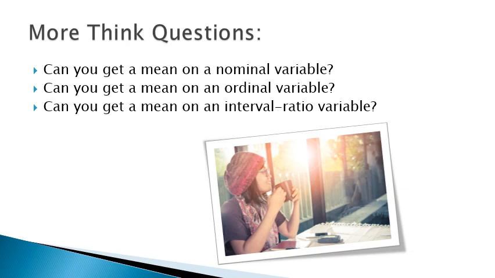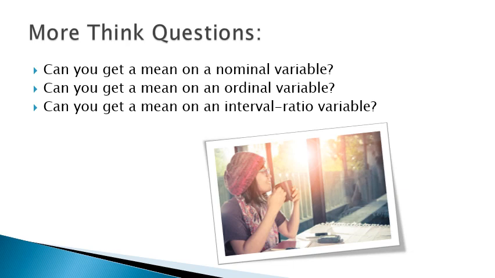The answer is you cannot get a mean on a nominal variable, because the way you get a mean is you add up the numbers and divide by the number of cases. Well, if I've got red, green, and blue as my nominal variables, I can't do anything with that. I can certainly assign them a number, saying red is 1 and green is 2 and yellow is 3, but they don't mean anything. They're not meaningful numbers. So the answer is no, I cannot get a mean on a nominal variable.